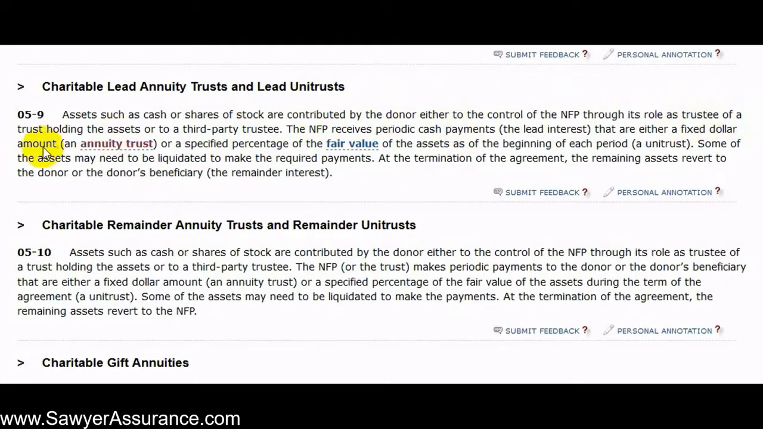If there is a fixed dollar amount of cash payments out of the trust to the not-for-profit, then it's an annuity trust. But if it's a specified percentage of the fair value of the assets at the beginning of each period, then it's a unitrust. At the end of the agreement, the remaining assets that haven't been paid to the not-for-profit revert to the donor or the donor's beneficiary. That's the remainder. Remember from the prior video, the lead interest is the one who receives the benefits during the term of the agreement. In that case, the lead interest is the not-for-profit entity, in these lead annuity trusts or lead unitrusts. Annuity means it's a fixed payment throughout the term of the agreement, and unitrust means that it's a percentage of the assets that's paid out.